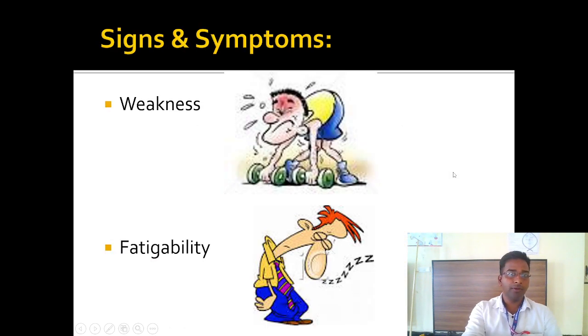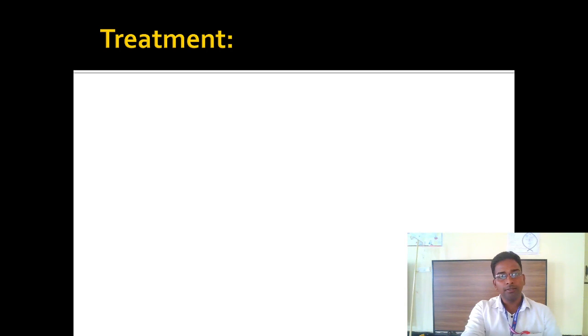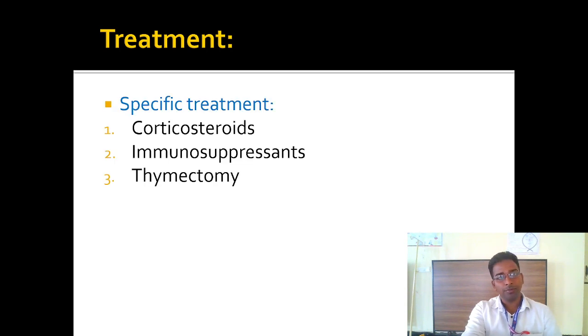So these are the common symptoms: generalized weakness, fatigability, and poor exercise tolerance. These are the common symptoms associated with myasthenia gravis. Then we will talk about the treatment options. What are the specific treatment options for myasthenia gravis?